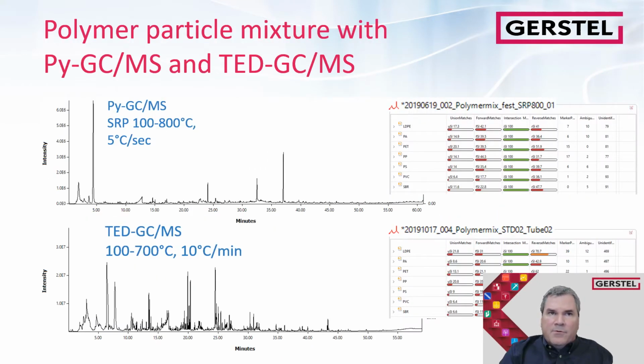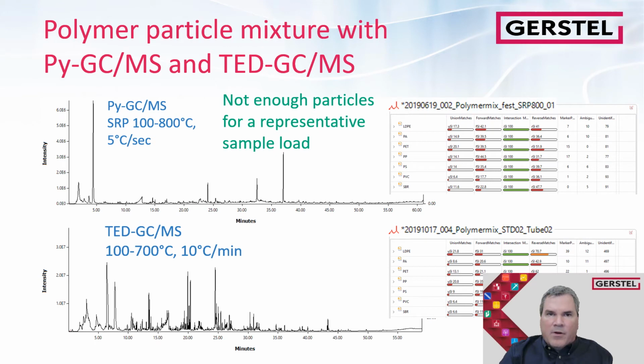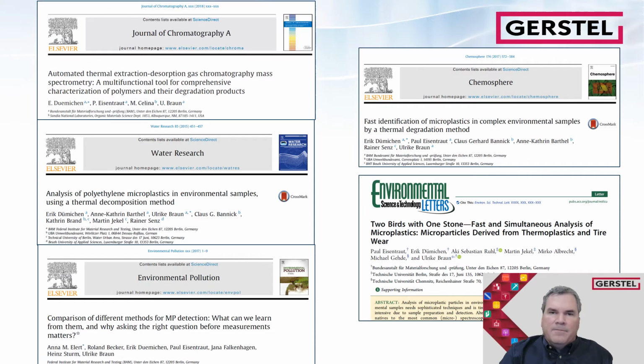This is another example. This is a polymer mixture done with pyrolysis GCMS in comparison to TED GCMS. This is the same size sample in each case, and you can see really quickly that on the pyrolysis graph, we get data, but we don't get enough of it. The TED gives us much more information.